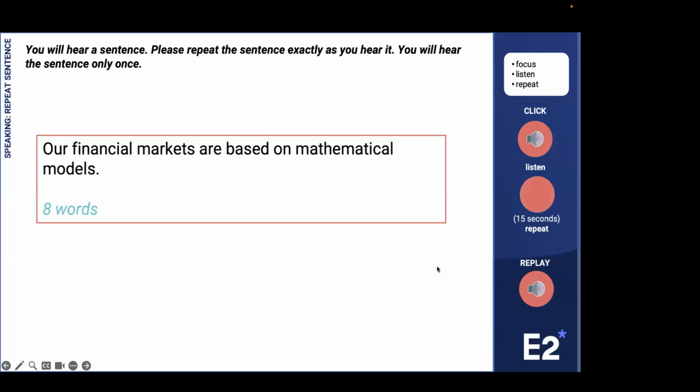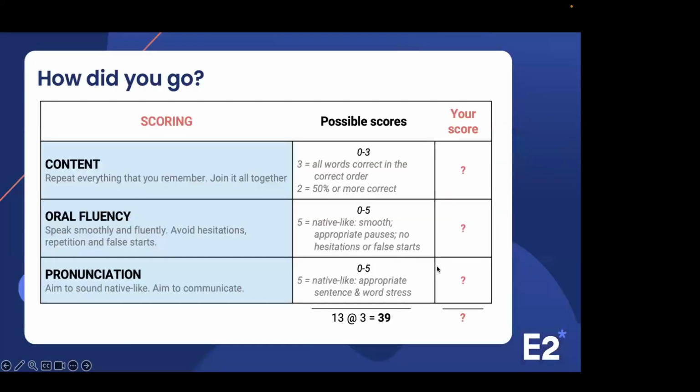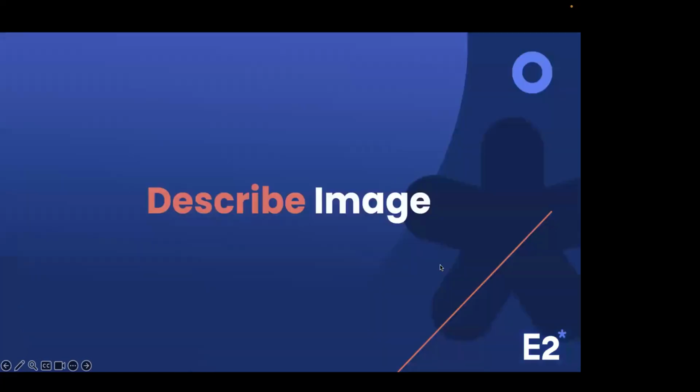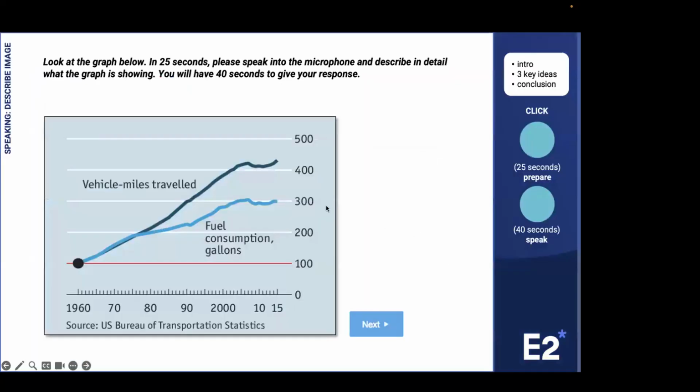Good work. So speaking it out loud so you get the pronunciation right as well, because you'll be marked on content. 50% or more words correct, 2 marks. All words, 3 marks. So try to get more than 50%. Fluency and pronunciation. All right, describe image. Now, we're going to give it a title, an x-axis, 3 key features, and conclusion. Here we go.